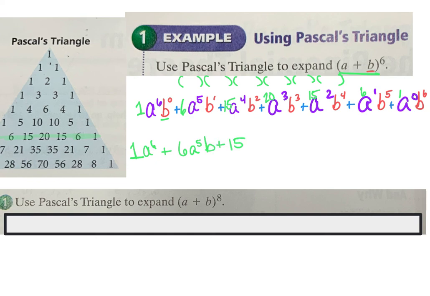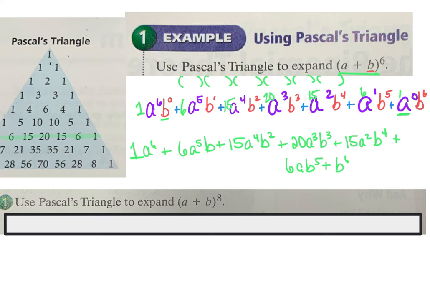Plus 15, A to the 4th, B squared. Plus 20, A cubed, B cubed. Plus 15, A squared, B to the 4th. Plus 6, A, B to the 5th. Plus A to the 1st is just 1, B to the 6th.